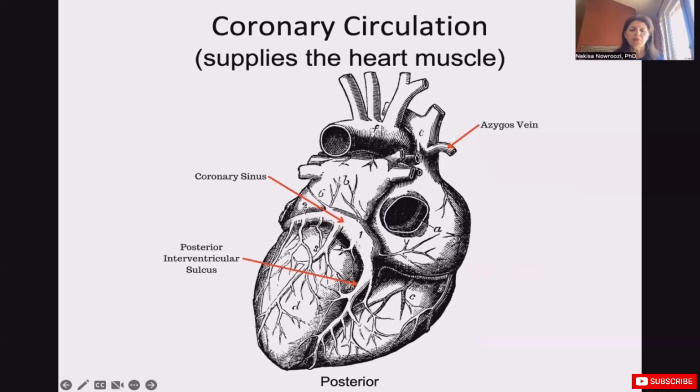If you look in the posterior end, we see posterior interventricular sulcus, and we see coronary sinus. Coronary sinus is a big chunk of blood vessel in the posterior end. It's a blue blood vessel. You have to look in the posterior end, coronary sinus. We also have azygous vein, this one vein. This is not part of the coronary circulation, but it is located in the posterior end, and it actually feeds into the superior vena cava.